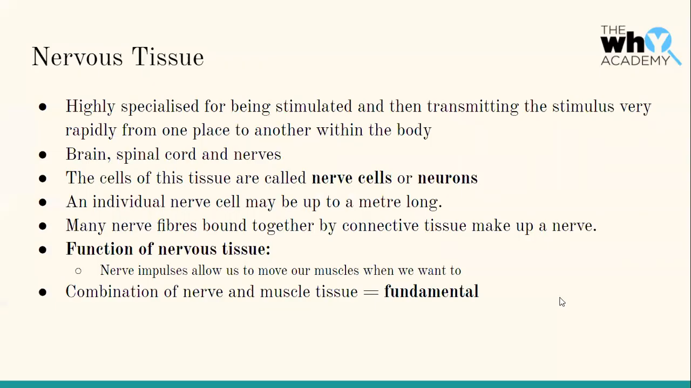And we have the last part, which is the nervous tissue. For nervous tissue, you only need to know that the nervous system comprises three major components, which are the brain, spinal cord, and nerves. The cells are called nerve cells or neurons, and one neuron may be up to a meter long. That's it. The main function is that nerve impulses allow us to move our muscles.